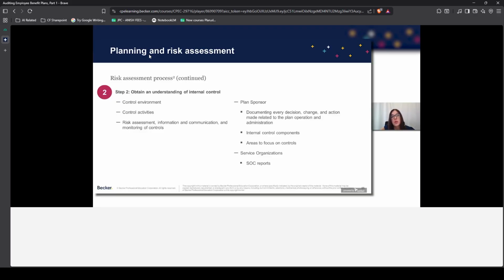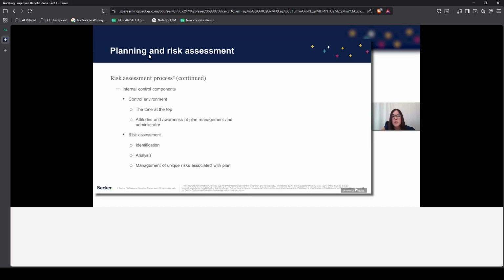Now, with their service organizations that they use, such as their trustees, custodians, third-party administrators, record keepers, hopefully they're going to have a SOC report that they can provide to you that would provide descriptions on the controls that are in place there at that service provider.